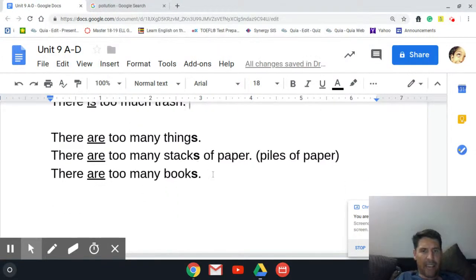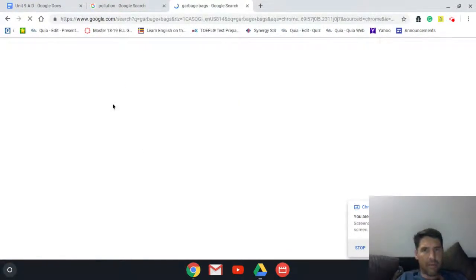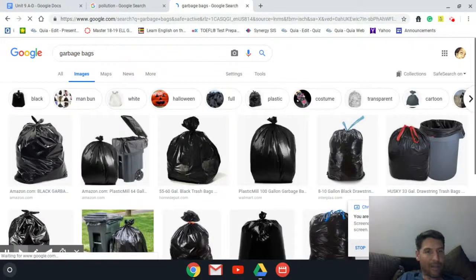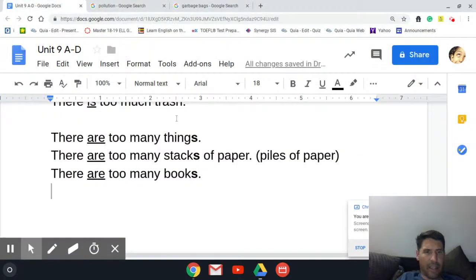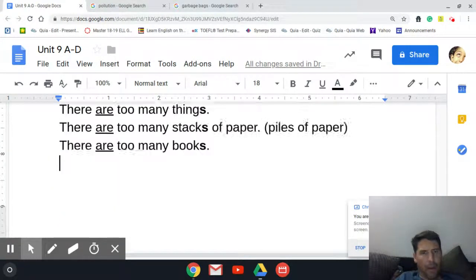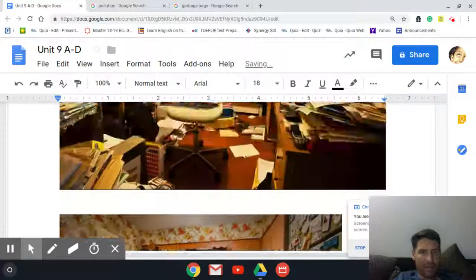Okay. Now bags, garbage bags, we call them. Let me show you a better picture of garbage bags. Images. I love Google Images. Okay. These are garbage bags, right? So if you look at that picture again, I see 1, 2, that looks like one more, 4, 5. Yeah, at least 5. So yeah, we could say there are too many garbage bags, right?